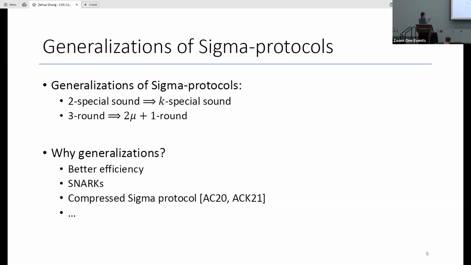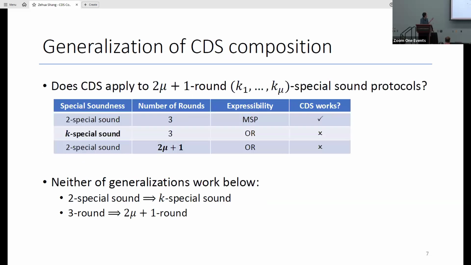And also, there is a compressed Sigma protocol presented by Attema et al., which transforms the Sigma protocol into a multi-round k-special sound version with logarithmic communication complexity. And here comes the question: does our composition apply to those generalized 2μ+1 round k-special sound protocols?